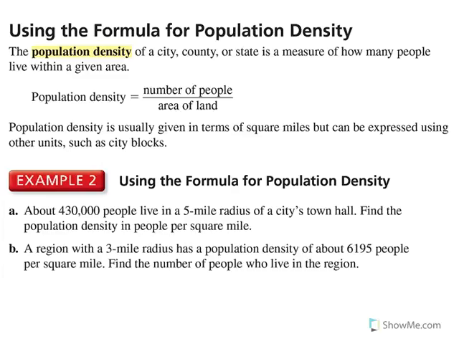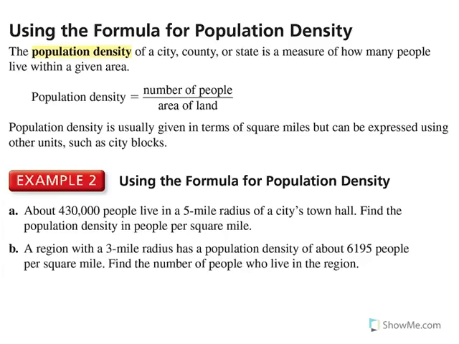So the next thing we're going to look at is population density. Population density of a city, county, or state is the measure of how many people live within that area. And so population density is just the number of people divided by that area, whatever we're measuring it in. Whether we're doing square miles, square feet, whatever it is, we can just put the number of people we have divided by the area.